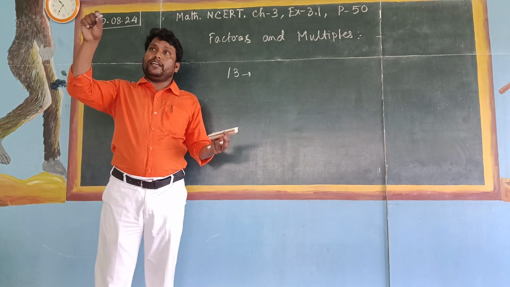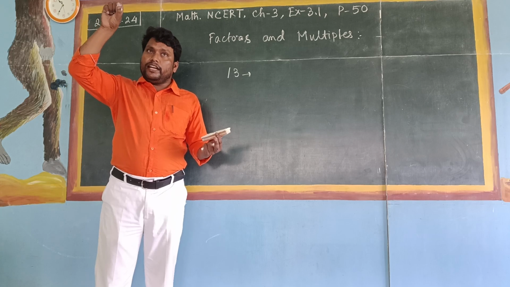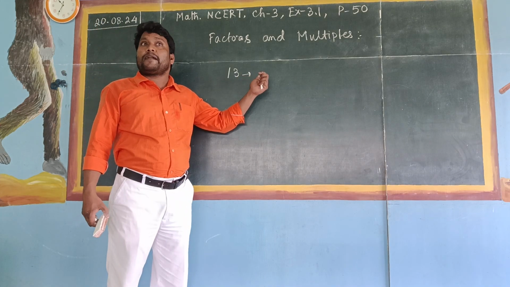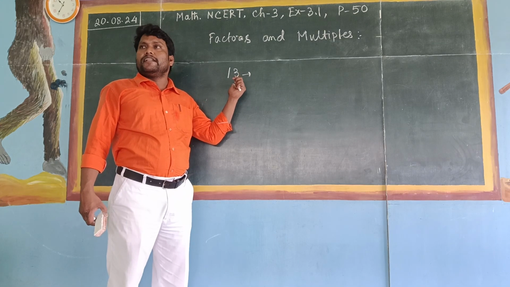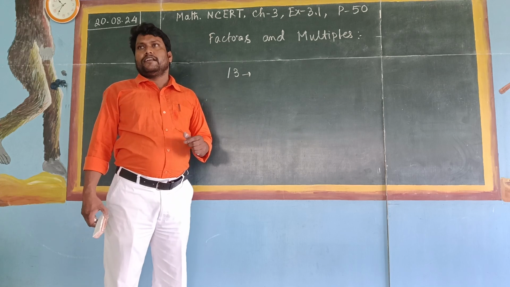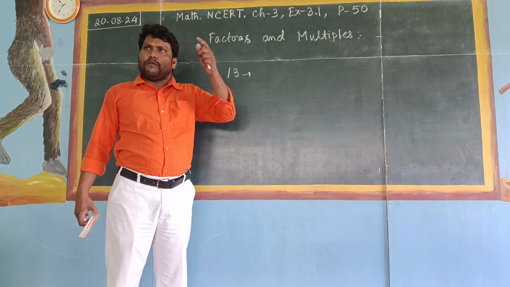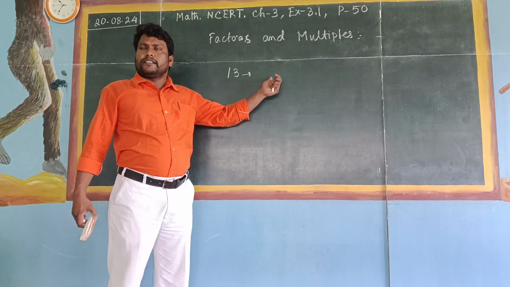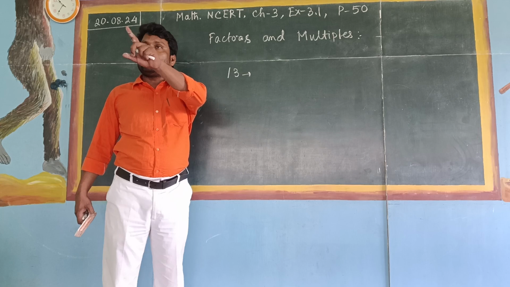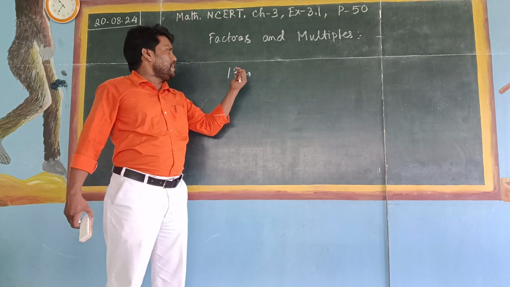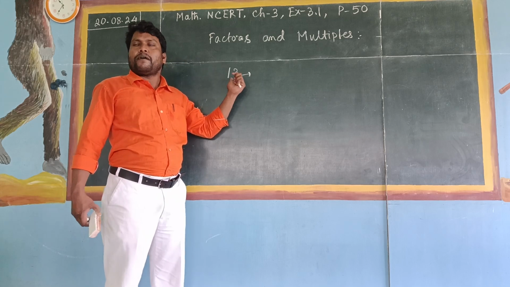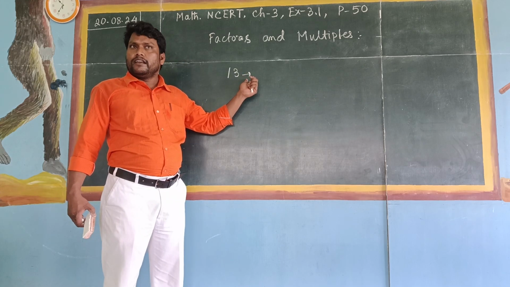But if the question says, write 3 multiples of 13 after 50, or write 3 multiples of 13 after 60, then you will have to count up to 40. 3 13 jar, 39. So after 39 you will have to take the 3 multiples of 13 after 39. Then 4 13 jar, 5 13 jar, 6 13 jar.